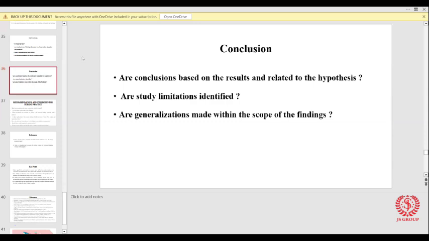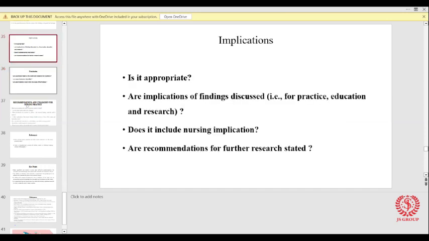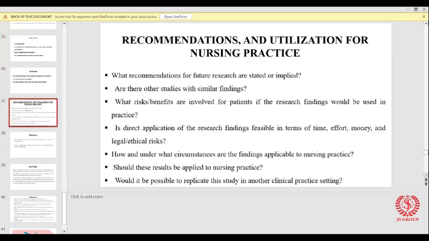Or whether generalization is made within the scope of the findings. The researcher has to make generalizations purely based on the research findings, and we have to check whether he did so based on the research results or not. Next one is recommendation. Implication is already explained. Recommendation and utilization for nursing practice, and recommendation for future research: whether he stated them or not.